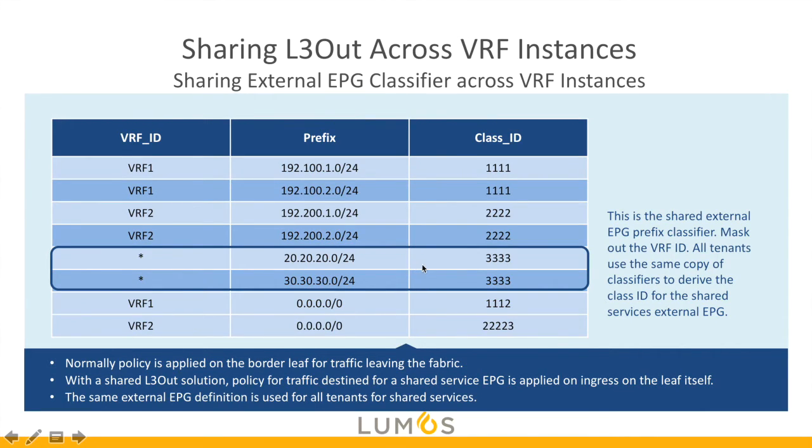When we share external EPG classifiers across VRF instances, the forwarding table will mask out the VRF ID, so that these particular IP addresses are applicable to all VRFs. And normally policy is applied on the border leaf for leaving the fabric, with a shared L3 out policy for traffic destined for a shared service EPG is applied on the ingress on the leaf. And the same external EPG definition is used for all tenants and shared instances. So all tenants use the same copy of the classifiers to derive the class ID. So that's the class ID right there.